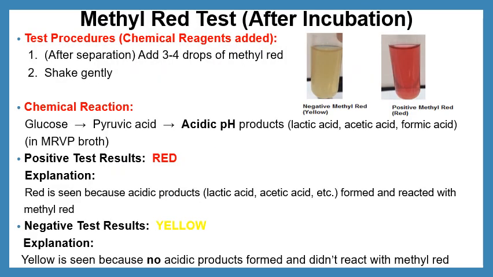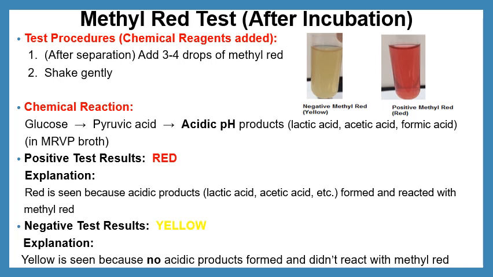The methyl red test, after incubation and after the separation of the 1 milliliter into a clean test tube, we will now use the original MRVP broth to perform the methyl red test. To the methyl red or MRVP broth, we're going to add 2 to 3 drops of methyl red reagent. Then shake gently. The chemical reaction is glucose, which is what's in that MRVP broth, could be broken down or fermented into pyruvic acid. If this occurs, then acidic products will be seen.